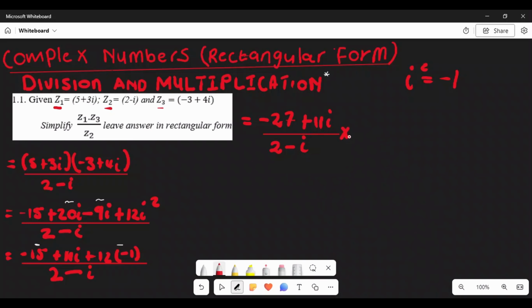So this is what I mean. What is the conjugate of this denominator here? It's going to be 2 plus i divided by 2 plus i. When you look at this, it is 1. At the same time, these are conjugates of this denominator.